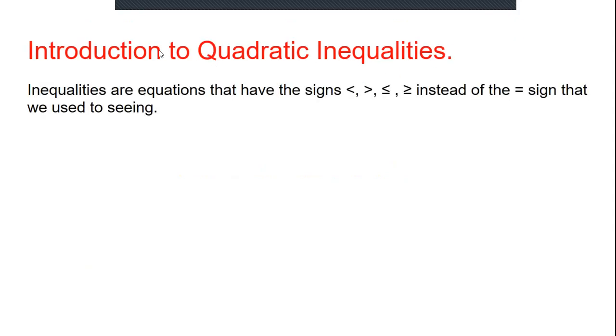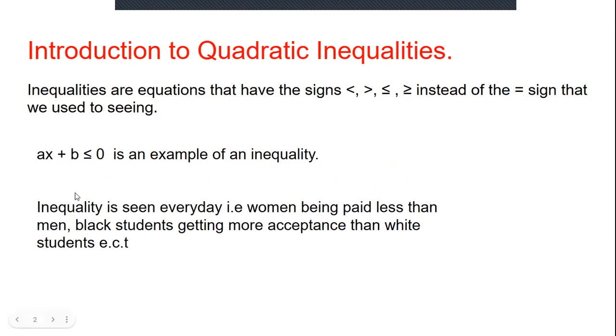Inequalities are just equations that have the signs less than, greater than, less than or equal to, or greater than or equal to, instead of the equal to sign that we are used to seeing. A perfect example of an inequality is ax plus b less than or equal to 0. Inequality is seen every day, like women being paid less than men, and more black students getting accepted to university than white students, etc.